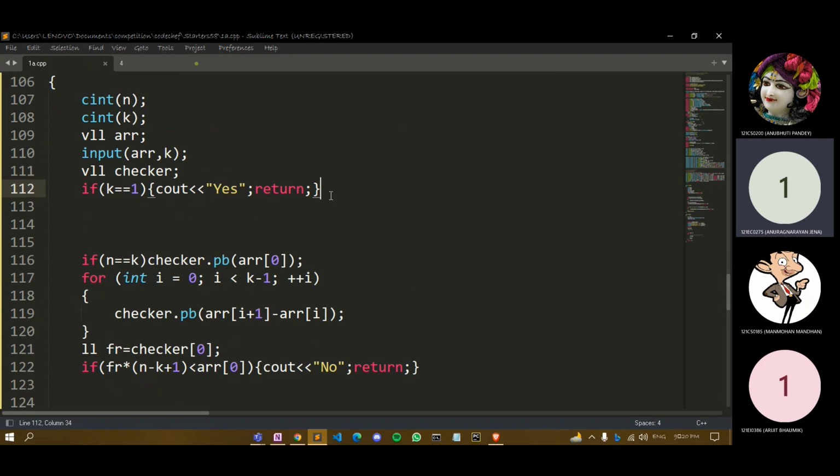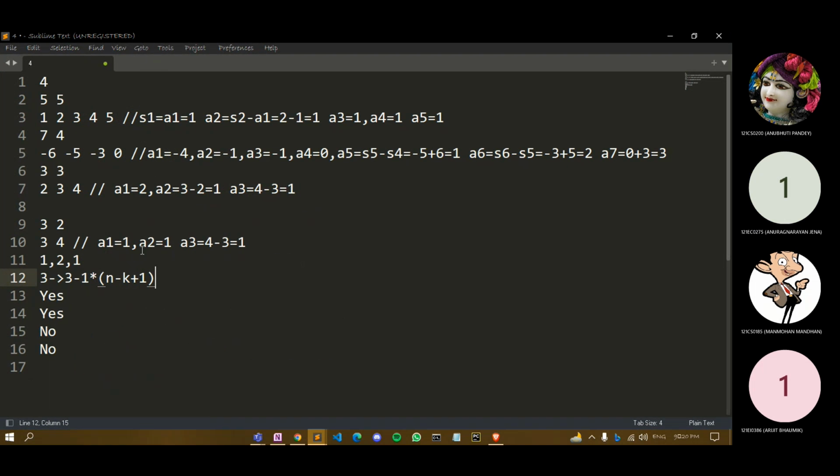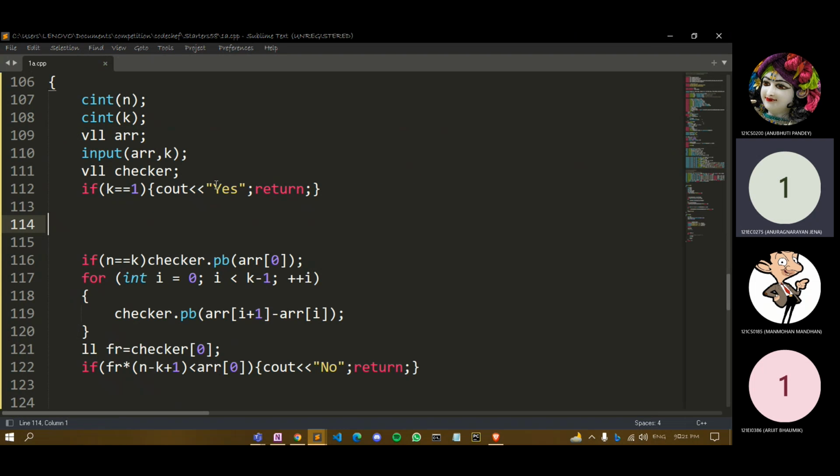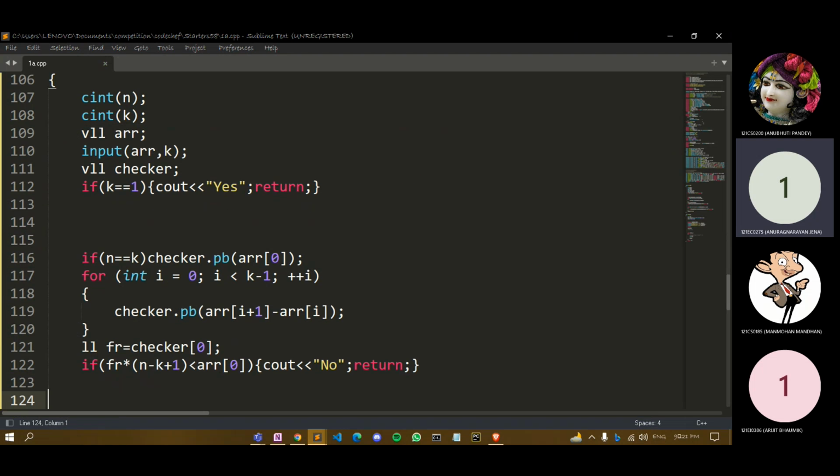And you can see that if k equal to 1, if only one term is given, then it will be yes always. Here you can also see one more test case: there are 3 and 1. If any term is given as 5, then it will be yes always, because the number can be anything. So it will be yes if k equal to 1. But if n equal to k, it means you are given the first term of the prefix sum array equal to the first term of the array.